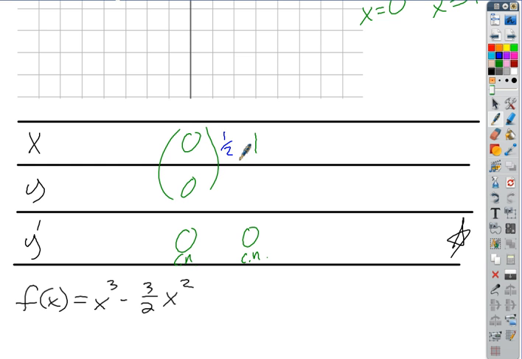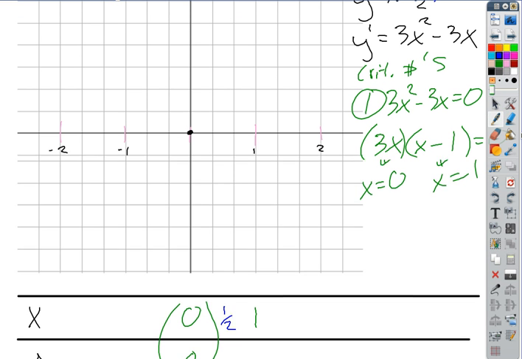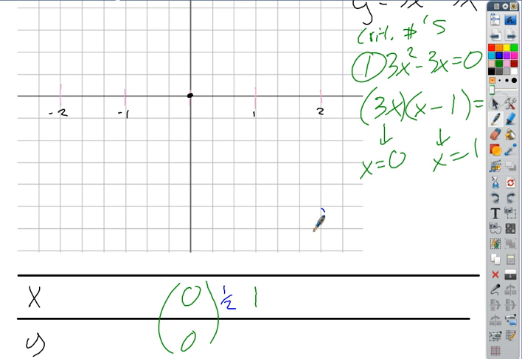So if I go back to my derivative function, which is right here, it's factored, isn't it? Let's use the factored one. That's the easiest one to work with. So f prime of x equals 3x times (x minus 1). If I evaluate that at 1/2, watch what we can do.